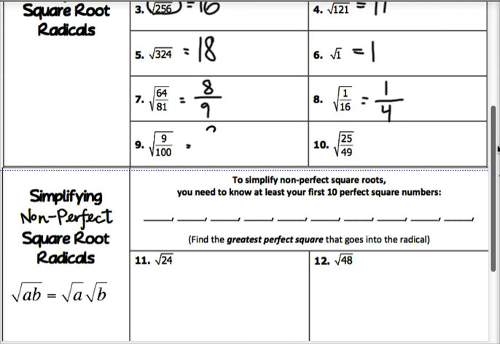Square root of 9 gives you 3. Square root of 100 gives you 10. Square root of 25 gives you 5. Square root of 49 gives you 7.